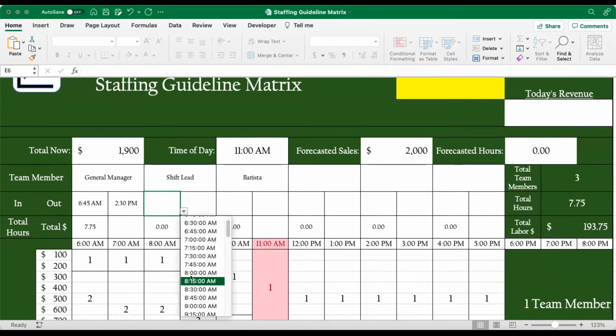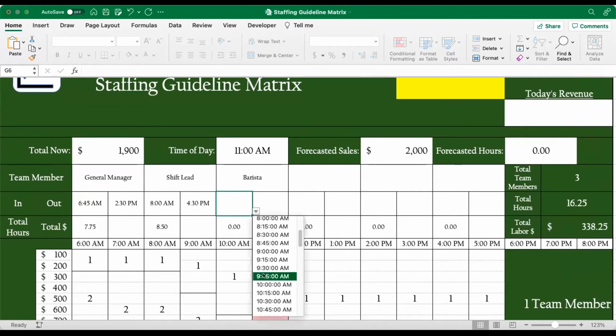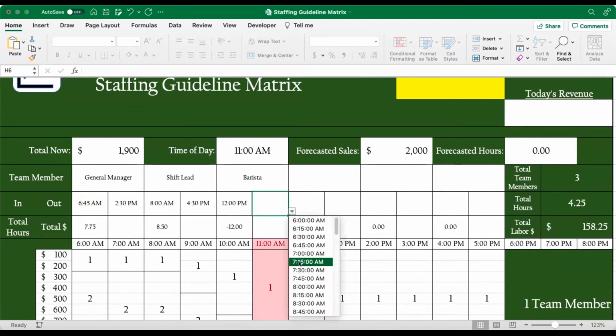You see how these drop-down menus work? It's pretty simple. Let's say that person worked a full day, so 8.5 hours. And then the barista was the one person that came in and did the closing portion of the shift. Let's say it's 5:30. Now, as you can see, there's 3 team members, 1, 2, 3.